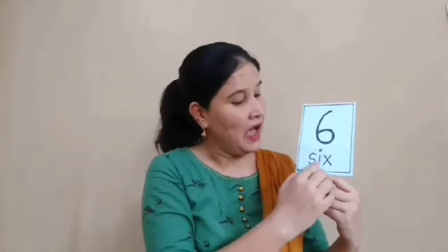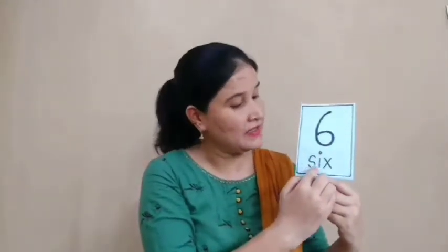Kids, this is number 6. How do we spell number 6? S-I-X 6. Once again repeat after me. Number 6. S-I-X 6. Now kids, let's see few objects related to number 6.